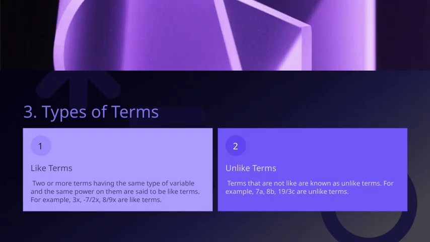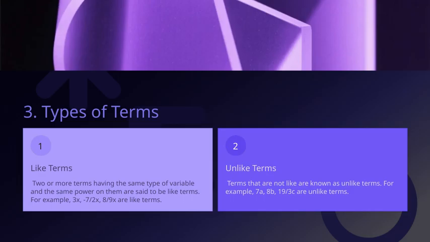Let's talk about the different types of terms you'll encounter. First, we have like terms. These are terms that share the same variable and the same exponent or power on that variable. For example, 3x, -7x, 2x, and 9x are all like terms because they all involve the variable raised to the first power. Recognizing like terms is important because it helps us simplify expressions more easily. Now, on the other hand, we have unlike terms.